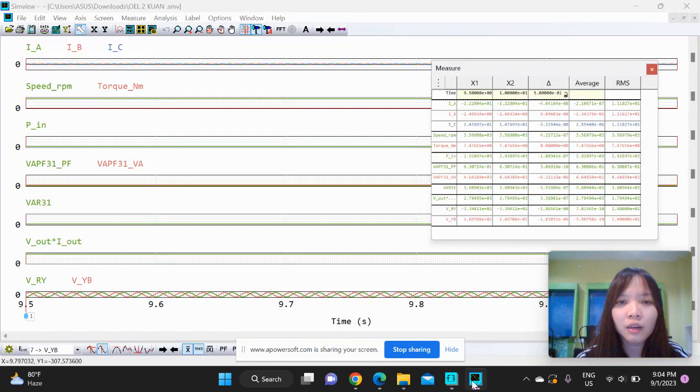So when I run the simulation, the measured parameters are shown here. The first one we get is the current of three phases, speed, torque, power, the power factor, reactive power, and other parameters.